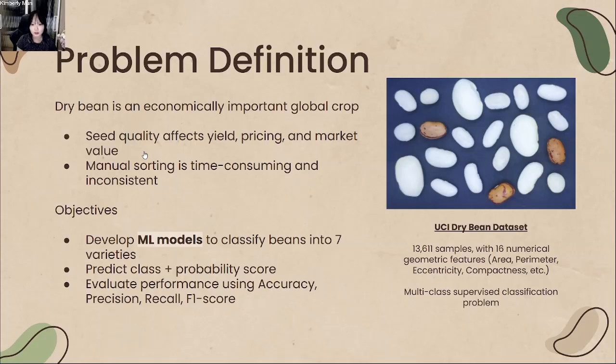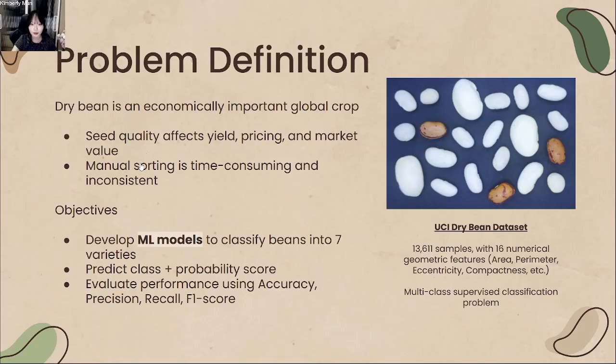To address this, we'll be using machine learning models to automatically classify the dry beans into 7 different categories using their geometric features such as area, perimeter, as well as compactness. The dataset that we'll be using is the UCI dry bean dataset, which has about 13,000 samples with 16 numerical geometric features extracted using image processing techniques.